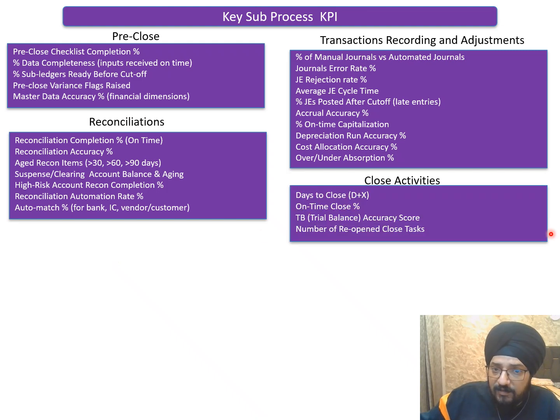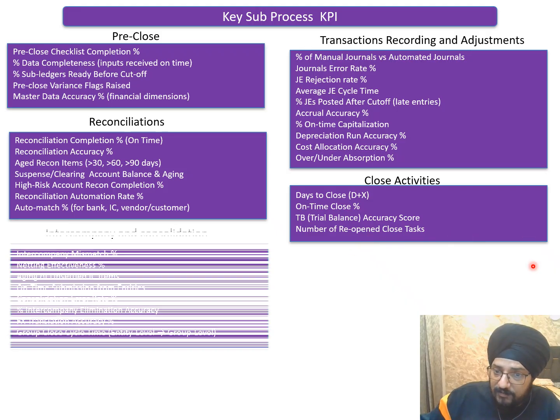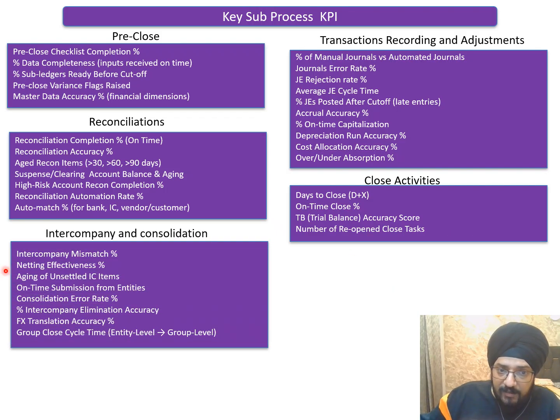Then close activities itself, days to close the period should be minimal. A largely effective organization should close the period within 1 or 2 days post the calendar month end close, on time close percentage, trial balance accuracy score, and the number of reopened closed tasks. Intercompany and consolidation. So intercompany mismatch rate should be minimal, which means that we have an effective intercompany system so that AR and AP are properly reconciled and there is no mismatch.